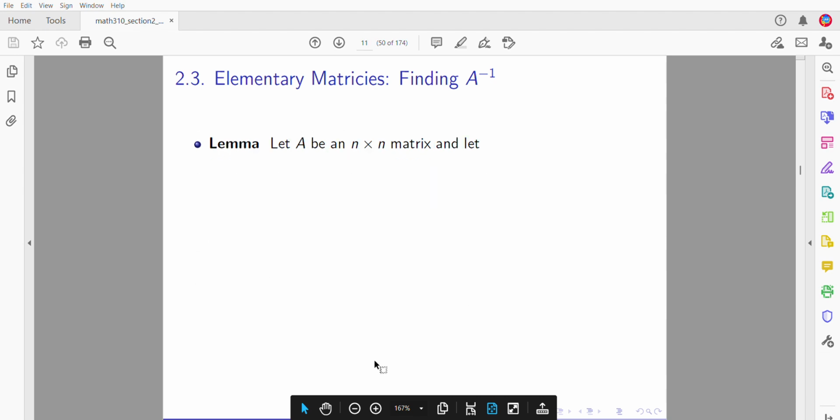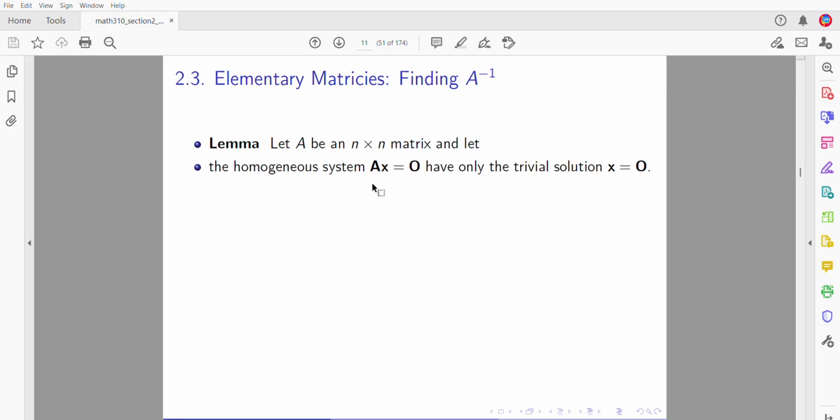Here is a lemma. Lemma means a small result. Let A be an n by n matrix and let the homogeneous system Ax equals 0 have only the trivial solution x equals 0. Okay, so Ax equals 0 only has x equals 0 as the only solution. Then A is row equivalent to identity. What does that mean? You can make elementary row operations on A and get to identity. How is that possible? Let's see.